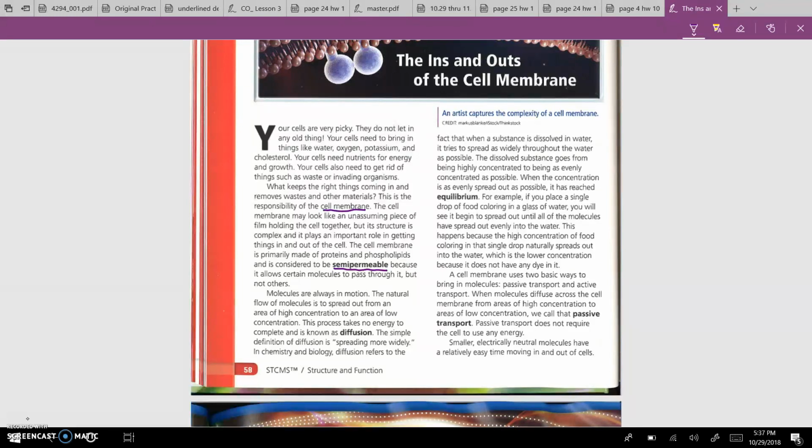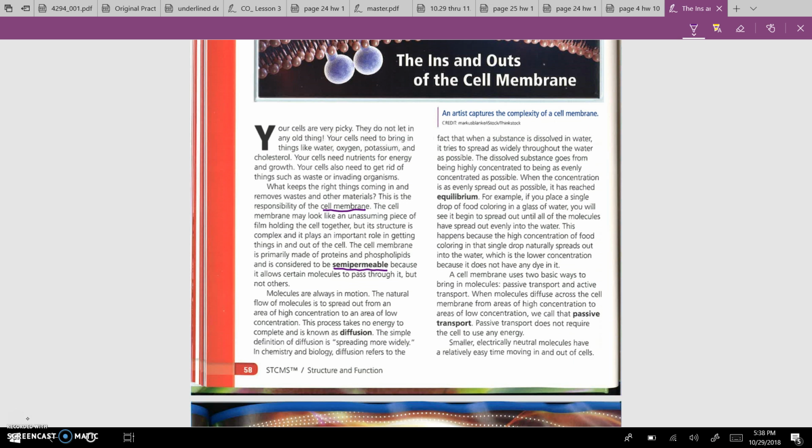For example, if you place a single drop of food coloring in a glass of water, you will see it begin to spread out until all of the molecules have spread out evenly into the water. This happens because the high concentration of food coloring in that single drop naturally spreads out into the water, which is the lower concentration because it did not have any dye in it.